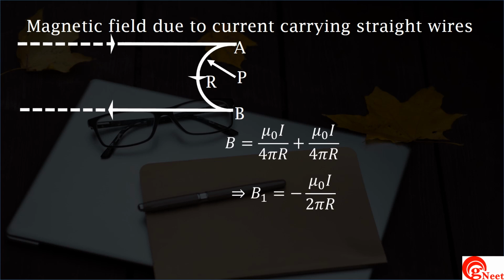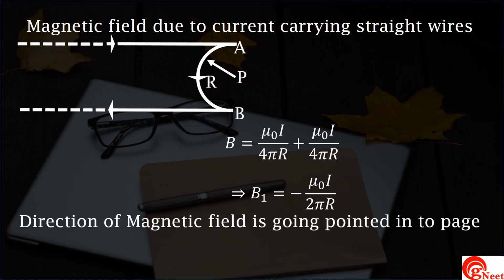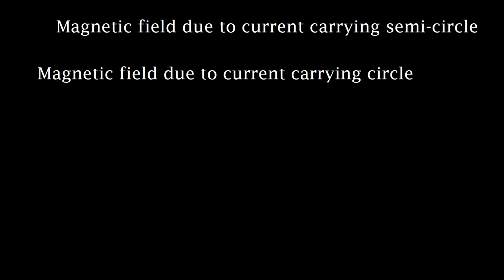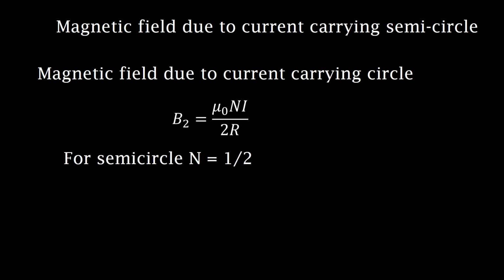Negative sign indicates the magnetic field is pointed into the page. Now, the magnetic field at the center of a circular loop is given by mu0 N I upon 2r. Here, N is the number of turns. Since we have a semicircle, we can substitute N is equal to half. Then we get the magnetic field as B is equal to mu0 I upon 4r. Positive sign indicates the magnetic field is pointed away from the page.